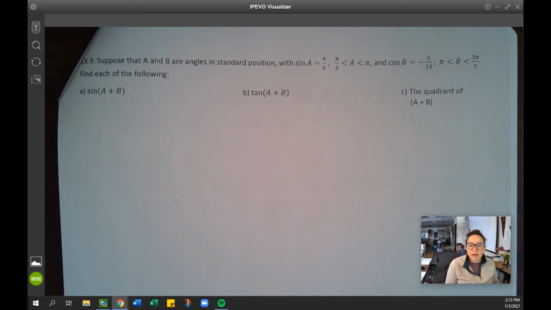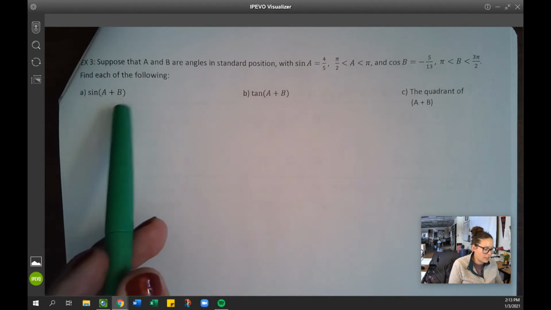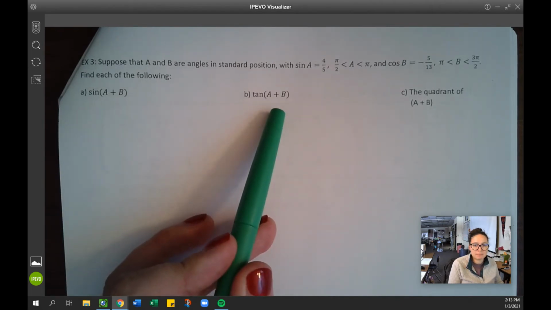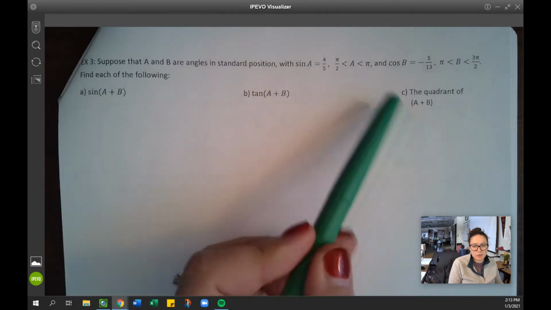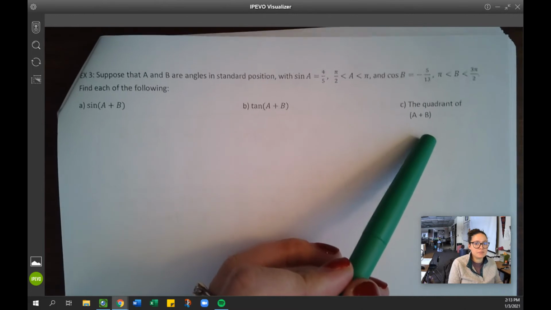All right, we are back with part 2 of the lesson 4 notes, and we're on page 17 in the packet. Example 3 is a lot like an example that we did in lesson 3, where we're given two separate angles and we have to find the values of their sum: the sine of a plus b and the tangent of a plus b. And we have this bonus problem here, finding the quadrant of a plus b. So let's take this one thing at a time.